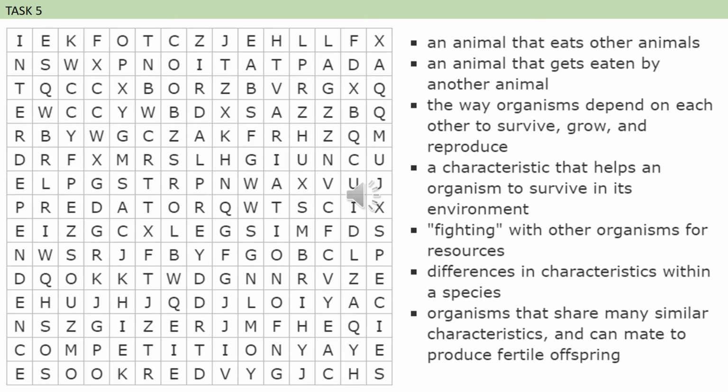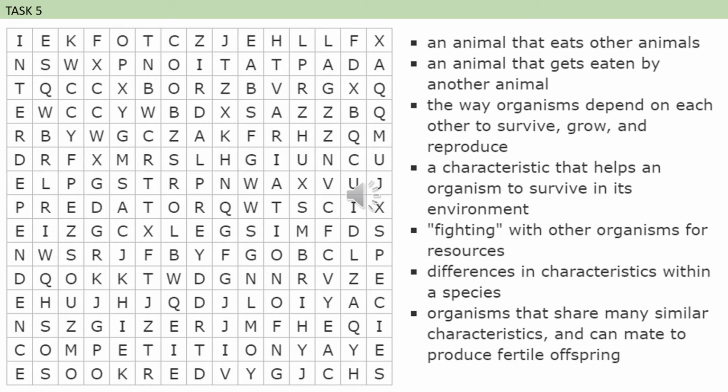So, this last task is one just for fun, hopefully. In this grid here, there are some answers to these questions. All you've got to do is have a go and see if you can find the answers to the questions. So, an animal that eats other animals, an animal that gets eaten by another animal, the way organisms depend on each other to survive, grow and reproduce, a characteristic that helps an organism to survive in its environment, fighting with other organisms for resources. What would that be called?